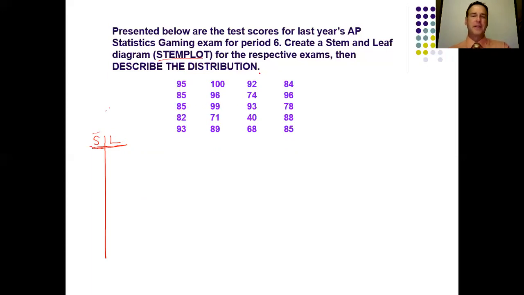Okay. So if I look at, okay, all these scores here, it looks like the lowest is 40. Okay, so what I'm going to do is I'm going to put a 4 here. And the highest that I see is 100. So 100 really means that you have 10 tens. Okay, so that will go on the bottom. And I want to include all the numbers that are in between that.